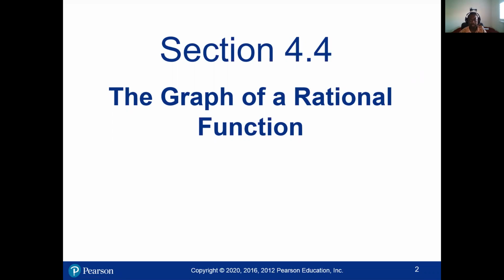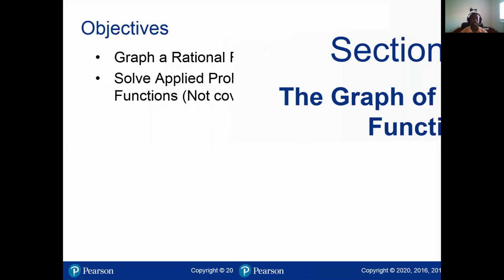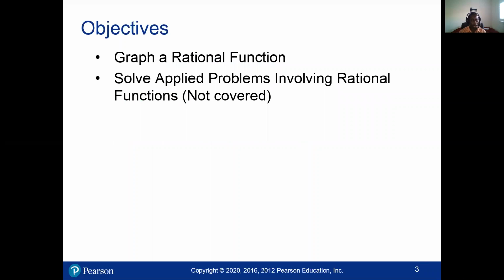Hello class, this is the video for section 4.4, the graph of rational functions. Here our learning objectives are two, but we'll only do the first one, that is graphing a rational function.